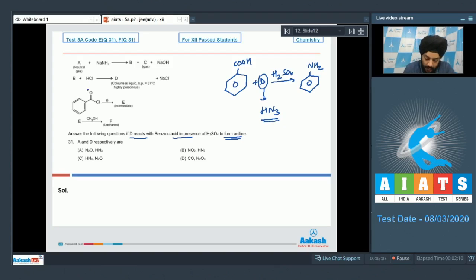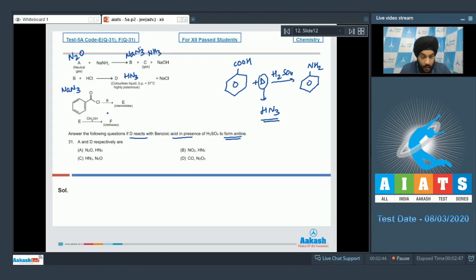So we can now talk about the compound B. If this is HN3, this must mean that the compound B has to be NaN3. And now we can talk about the neutral gas A. So students, this neutral gas A has to be N2O. So N2O when reacted with NaNH2 leads to the generation of ammonia, NaN3 along with the formation of NaOH.